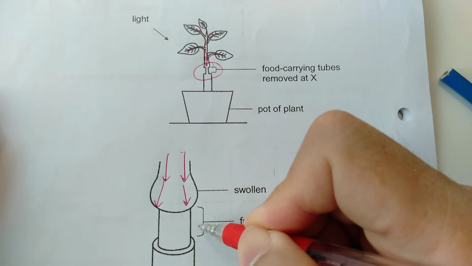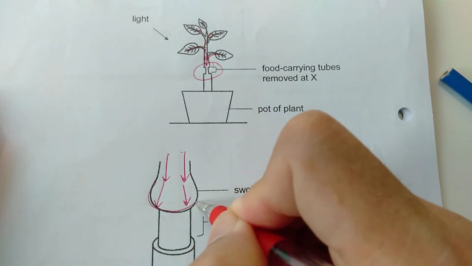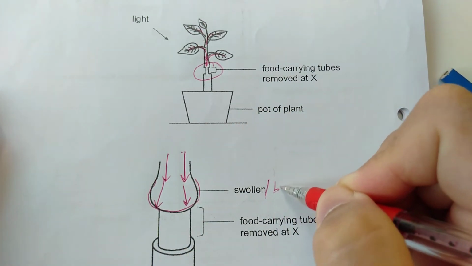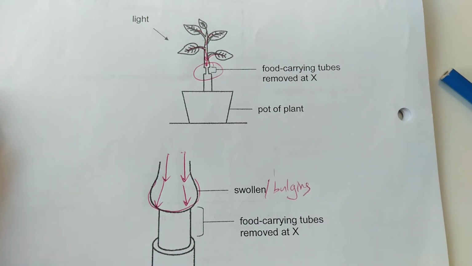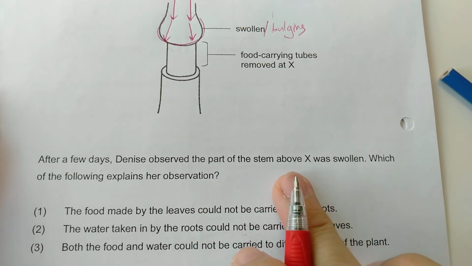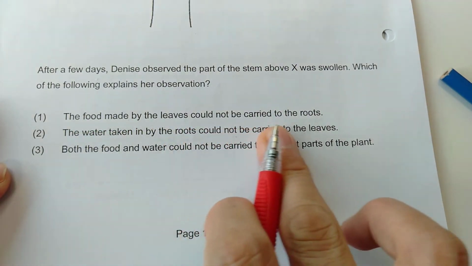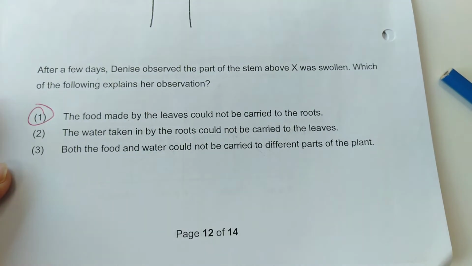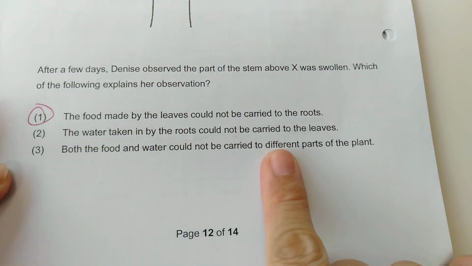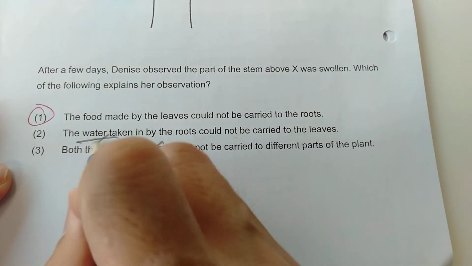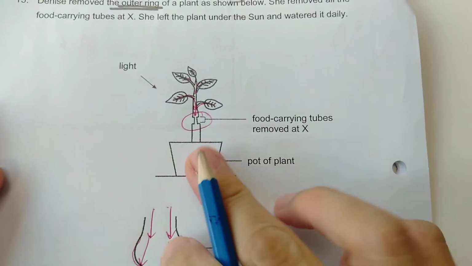Same for this side. That's why it keeps on accumulating and bulging. This becomes swollen or bulging. So after a few days, observe the stem above X was swollen. Why? Because the food made by leaves could not be carried to the roots. That's the answer. It's not about the water. Definitely not about the water. Alright? Because the water carrying tubes were not cut.